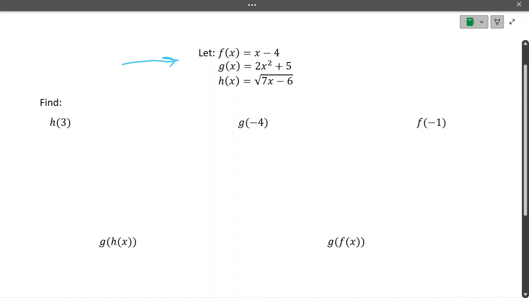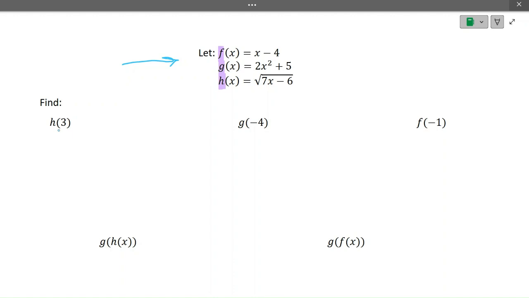It says, let f of x equal x minus 4, g of x equals 2x squared plus 5, and h of x equals the square root of 7x minus 6. So we've got three different functions. How we know what function we're talking about is by the first letter of each function. Just as a quick reminder, this is not f times x. We read this f of x, and what that means is wherever I see function f, I substitute in whatever x value there is. So let's jump into this.